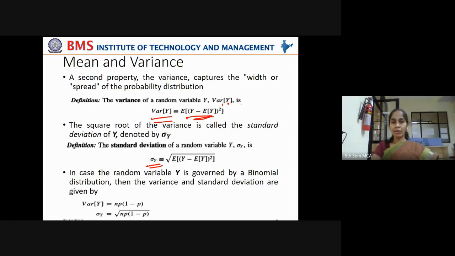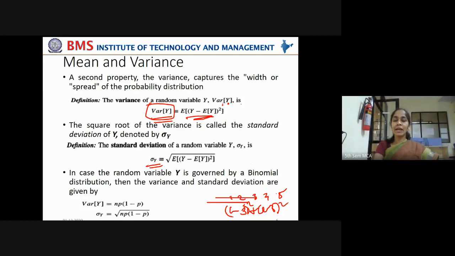Variance of a random variable y is nothing but the expected value of the deviations of each of the data points from the mean, squared and summed up. Expected value means, again, it is the mean. As I showed you, when you have 1, 2, 3, 4, 5 and the mean is 3, each element's difference: 1 minus 3 whole square plus 2 minus 3 whole square plus 3 minus 3 whole square plus 4 minus 3 whole square plus 5 minus 3 whole square, divided by 5. That will give you the variance.